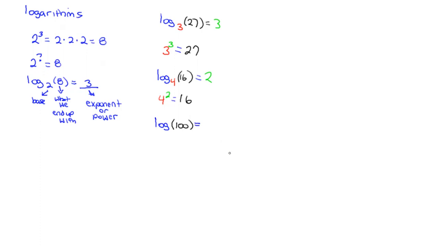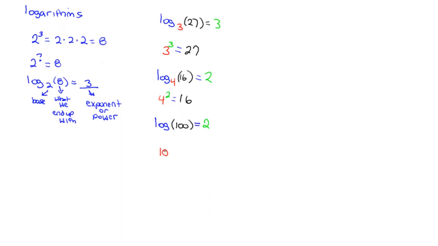Well, like most notations, there's some shortcuts. If there's no base written below the log, then we know it's base 10. We call this a common log. So basically what this is saying is 10 to what power equals 100? Well, the answer is going to be 2. So the common log of 100, or log of 100, is equal to 2.